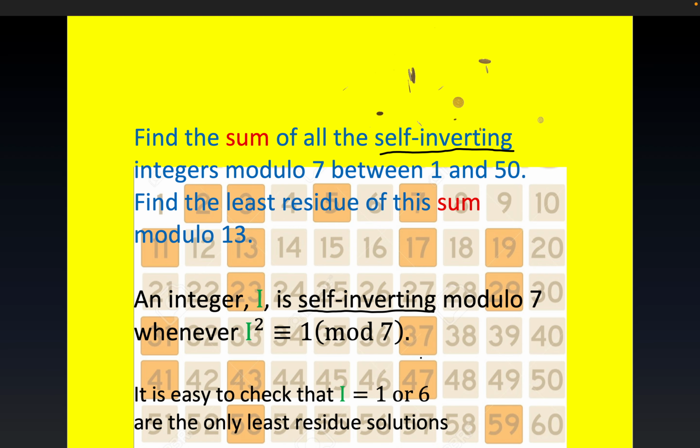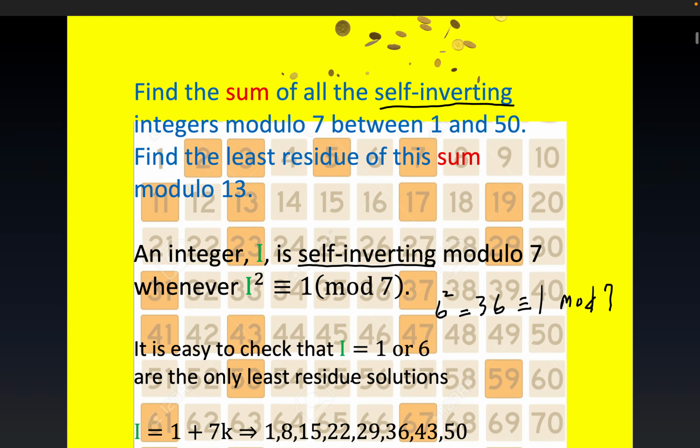Just to see what we're talking about here, 6 squared is equal to 36, but that's certainly congruent to 1 mod 7. And it's certainly clear that's true for 1 as well. You can prove it theoretically, or you can just check 1, 2, 3, 4, and 5 and see it doesn't work out. So anyway, 1 and 6 are the only least residue solutions.